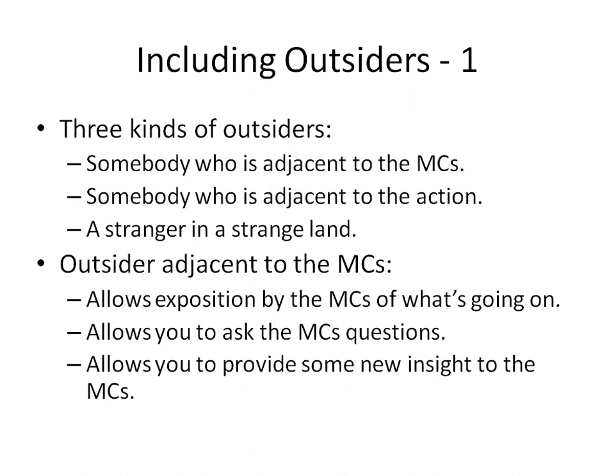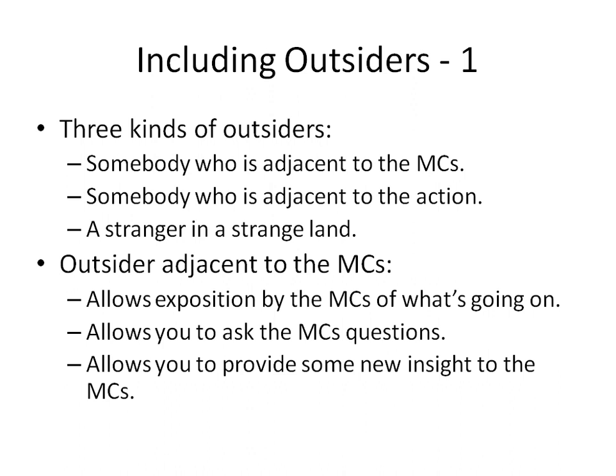Let's talk about including outsiders. There are 3 kinds of outsiders. And by outsiders, I mean people who aren't the movers and motivators in the plot. So there's somebody who's adjacent to the main characters, like this buddy of theirs, the guy he went to high school with or something, or there's somebody who's adjacent to the action. So somebody who's not in the military, he's not taking part in the battle. He's some guy who's fleeing the battle, which is taking place in his backyard, right? And the other one, of course, is a stranger in a strange land.